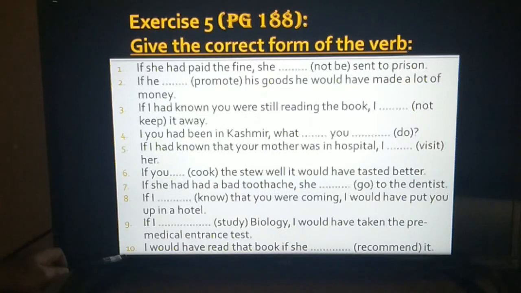And the last one, I would have read that book if she dash recommend it. So what will be the form of the verb there? So I would, already the main clause is given. I would have read that book if she had recommended it.